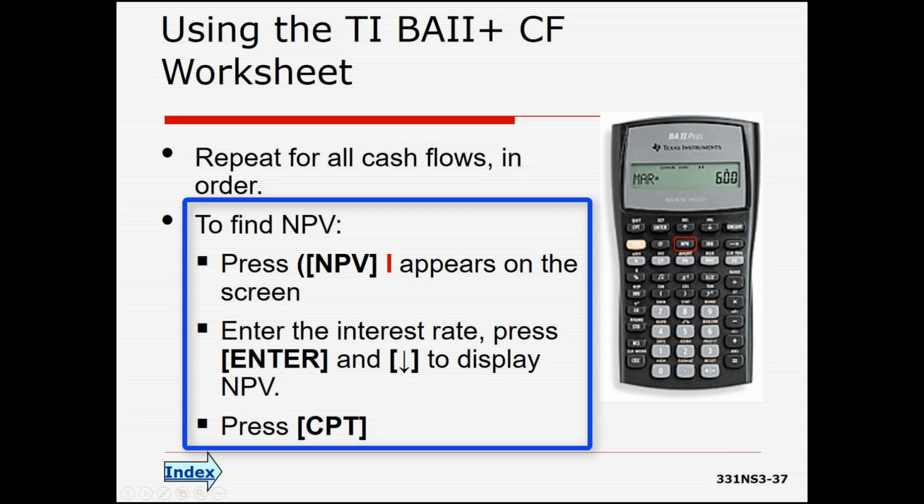To find the net present value of the uneven cash flow stream, press NPV. The display shows I is equal to all zeros, asking for the discount rate. Enter the rate, press enter, and press down. The display will show NPV. Press compute, the computed NPV will be displayed.